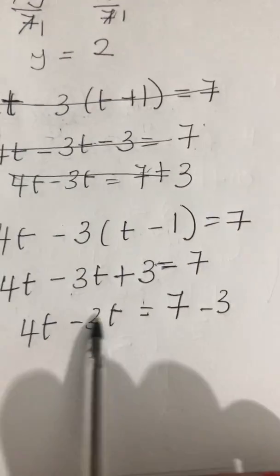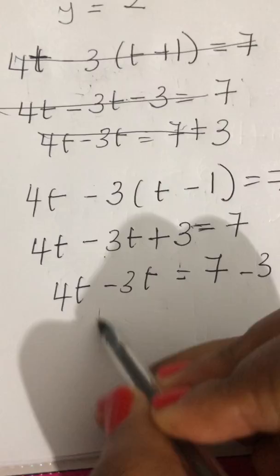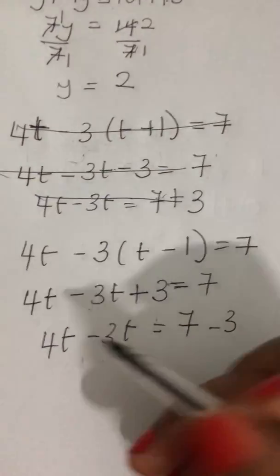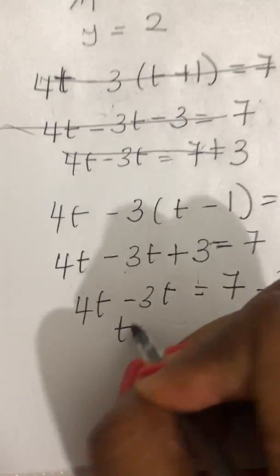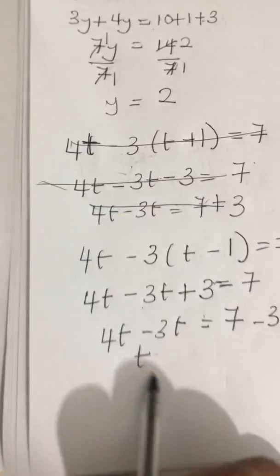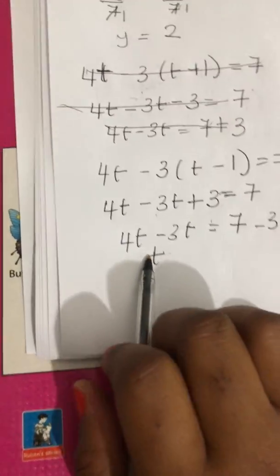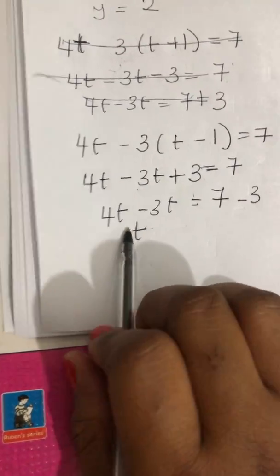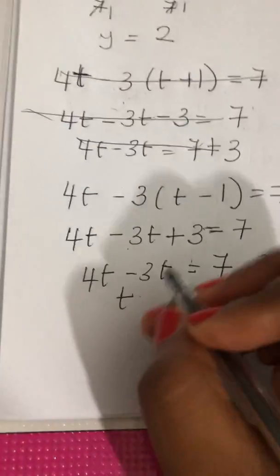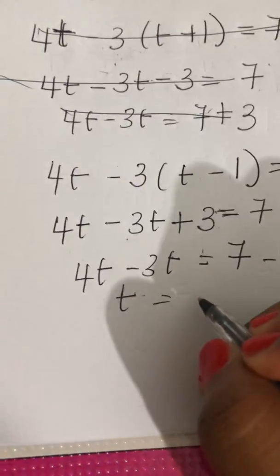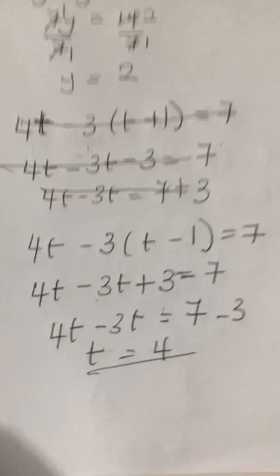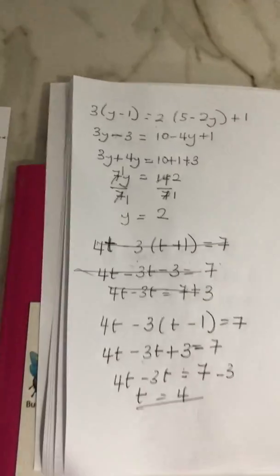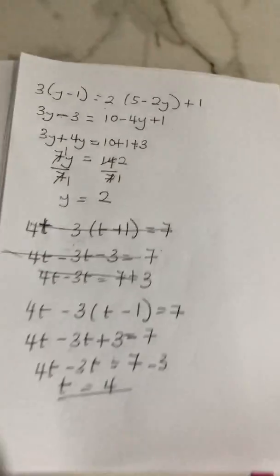Now 4t minus 3t is what? Is 1t. You know 4 minus 3 is 1. But I told you anytime you have 1, you don't bring your 1t. It is just t. Because every person or every teacher knows that any variable that is standing on its own has an invisible 1 here. So you don't need to bring the 1t. Okay, then you have 7 minus 3 is what? 4. So your answer is t is equal to 4. Okay, so we're going to end here.